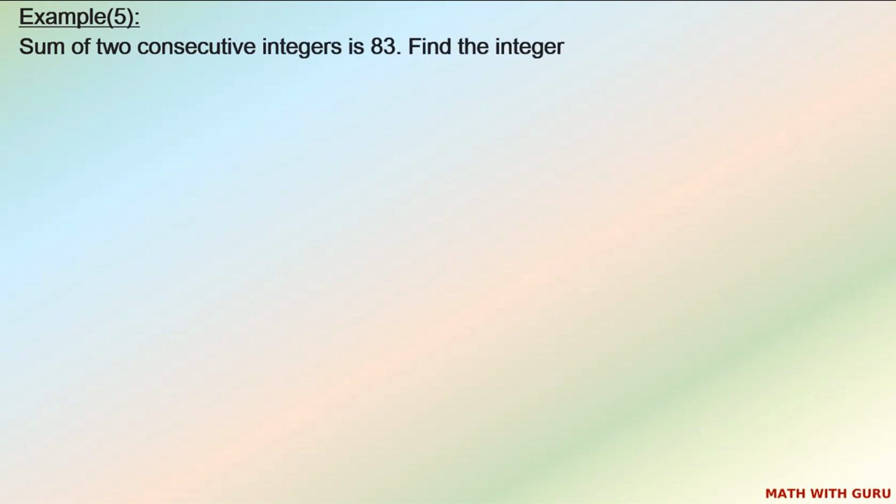Example 5. Sum of two consecutive integers is 83. Find the integers.